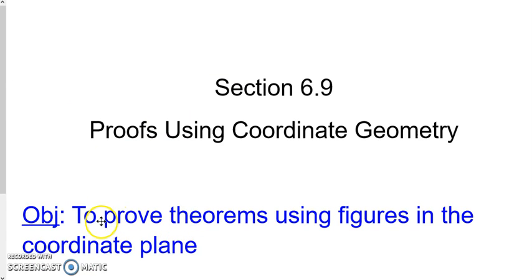The objective of today's lesson is to prove theorems using figures in the coordinate plane. I'm going to tell you right now that I'm not going to pause for long periods of time because this video has a time limit to it. So please, every time you're trying to copy a lot, please just pause the video so that you can copy what you need to and then play once you're ready.